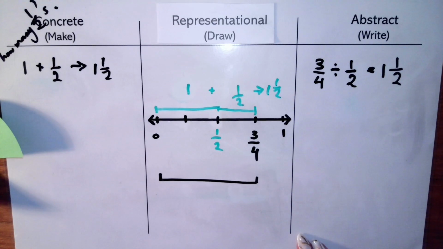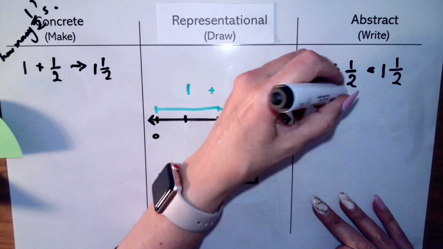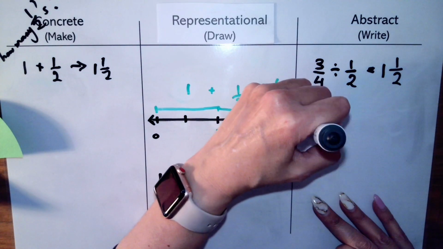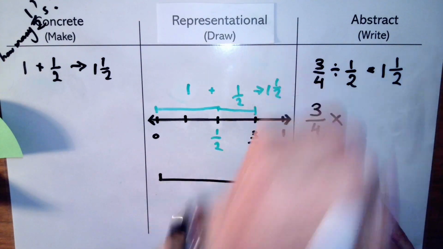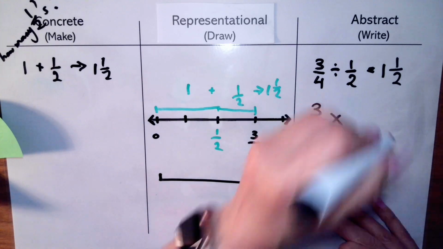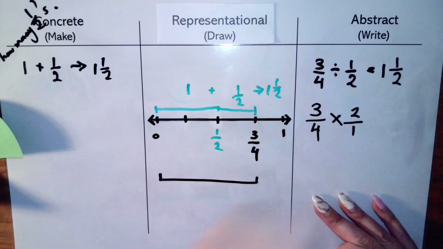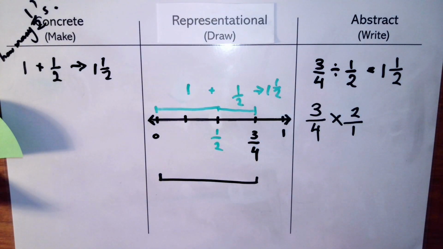So that's showing it on a number line. Now, how about when we're using the process? In the previous video, I talked about stay, change, flip, or the keep, change, flip method, and that is basically where we keep the first fraction, we change the division to a multiplication, and we flip the second fraction or the divisor. Now, it's never explained why we do this, so I'm going to explain a little bit as to why.